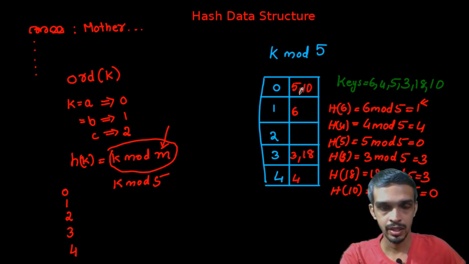So here you can see that at index 0 you have two values, 5 and 10. At index 3 you have two values, 3 and 18. At index 2 there is no value. It is not evenly distributed, but at some index you have more than one value, which forms a collision. So collision is a most common thing in a hash table.